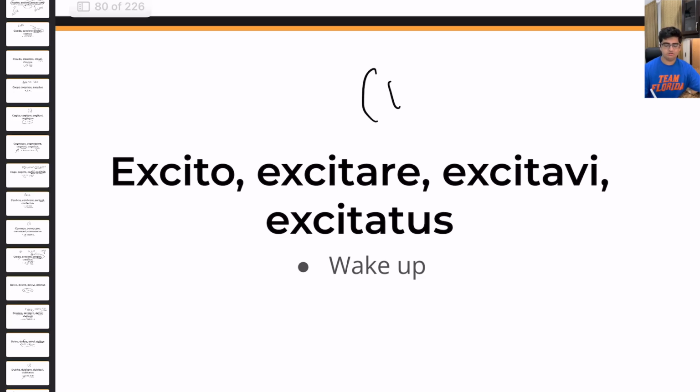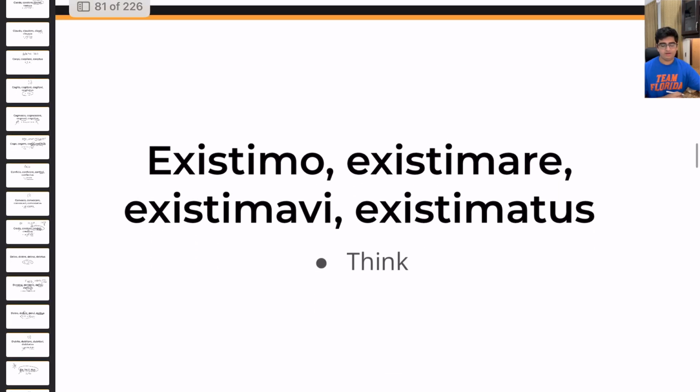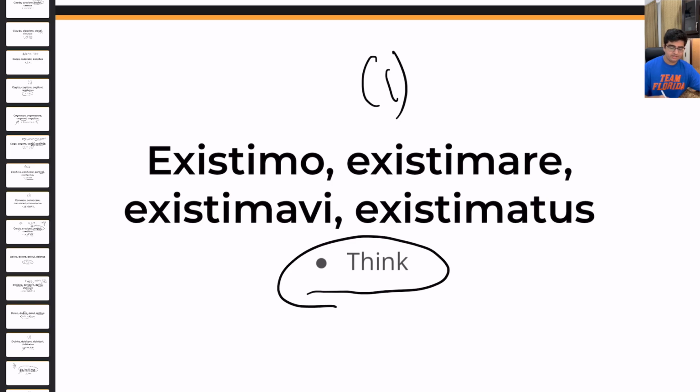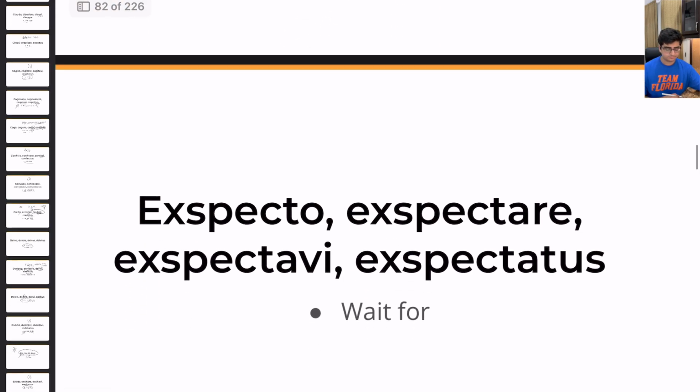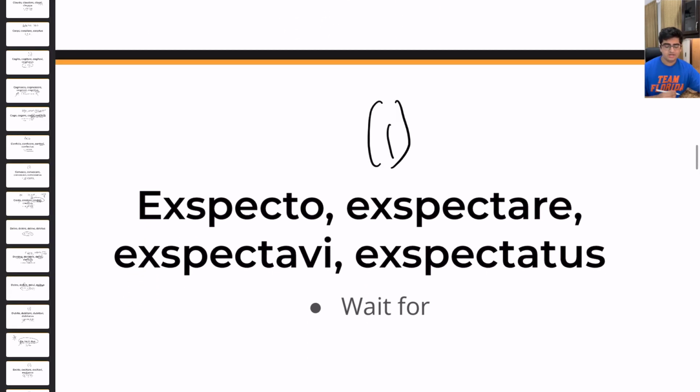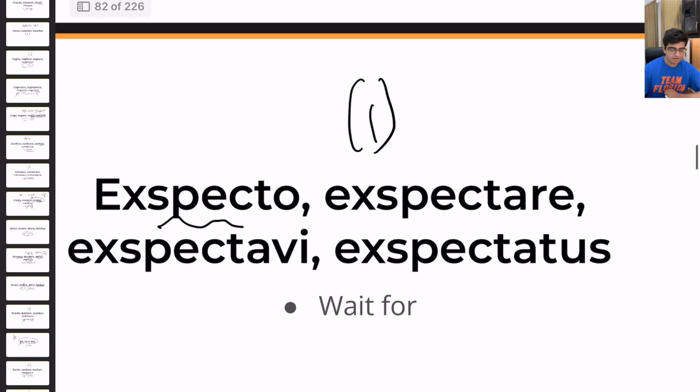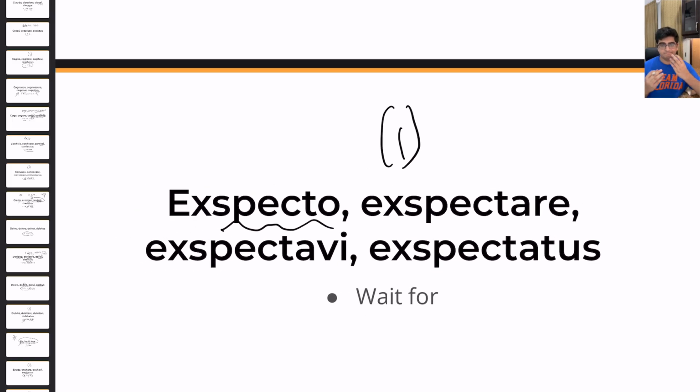Then we have excito, first conjugation, and it basically means to wake up. Look how similar it looks to incito from our Vocabulary 1 review. Then we have existimo, existimare, and this is a first conjugation verb, and it basically means to think. You can see estimate kind of comes as a derivative from this. And another first conjugation verb, it basically is expecto, meaning to wait for, and you can see a good derivative of this is expect, and you can see the specto part of that in here as a main verb, the compound of ex.